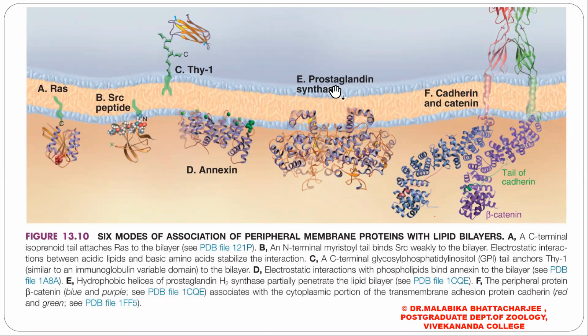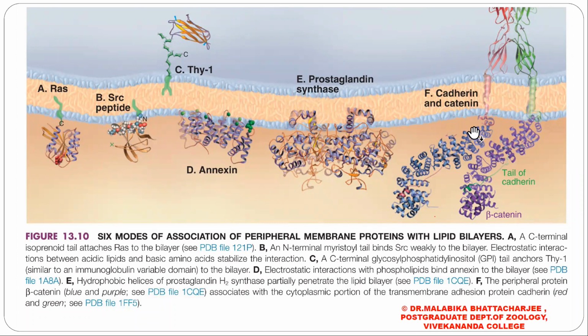Then E, hydrophobic helices of prostaglandin. So this is the prostaglandin molecule. And you can see these are the hydrophobic helices of the prostaglandin, which partially are penetrating into the lipid bilayer. So these hydrophobic helices are partially penetrating into the lipid bilayer.